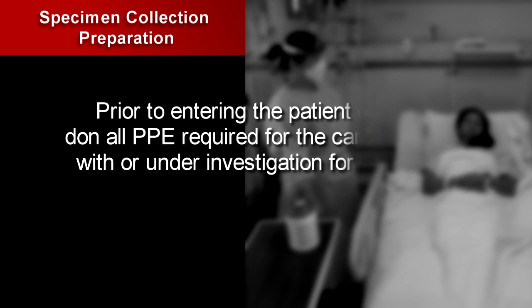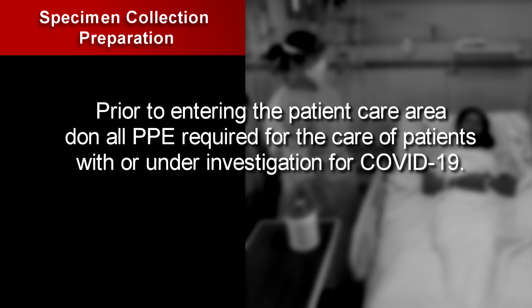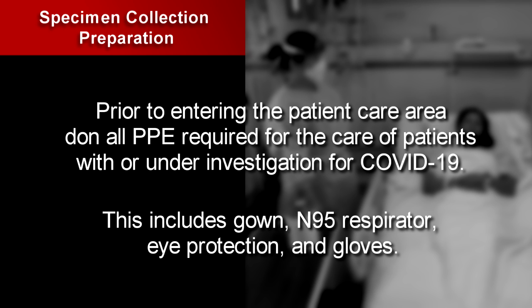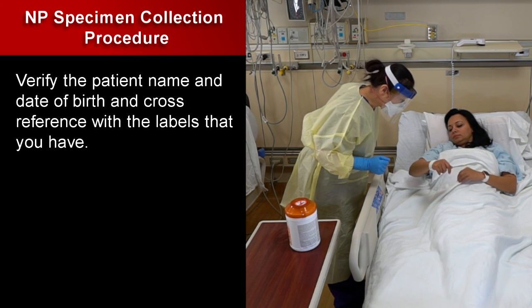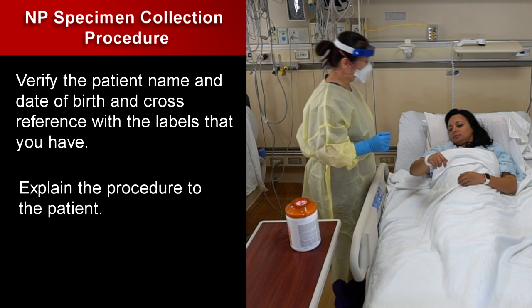Prior to entering the patient care area, don all PPE required for the care of patients with or under investigation for COVID-19. This includes gown, N95 respirator, eye protection, and gloves. Verify the patient name and date of birth and cross-reference with the labels that you have. Explain the procedure to the patient.